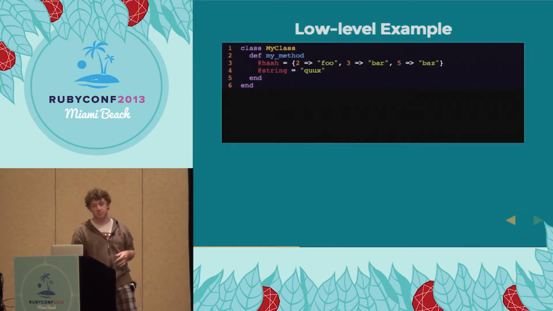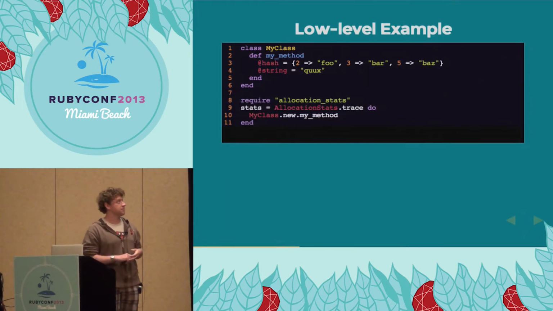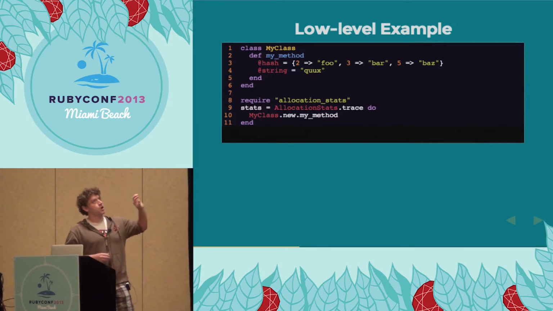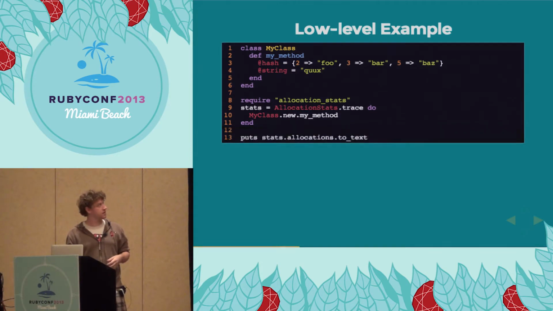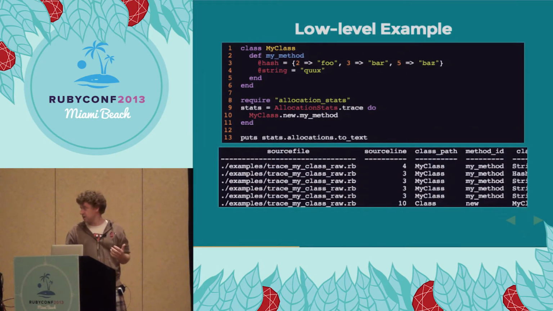So let's look at a low-level example of how this library is going to work. We again have a class and a method inside that class, and the method on line 3 is going to create a hash, and on line 4 it's going to create a string. So we can require the allocation-stats gem, and then the code that we want to trace is there on line 10, MyClass.new.myMethod. We want to run this code and see where allocations happened. So you wrap it in a block, pass it to AllocationStats.trace, and you'll get back an AllocationStats object. You can call allocations.to_text on it to get this tabular output. Oh, and it doesn't show too well.